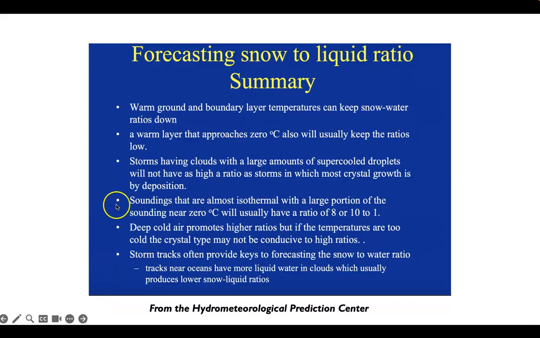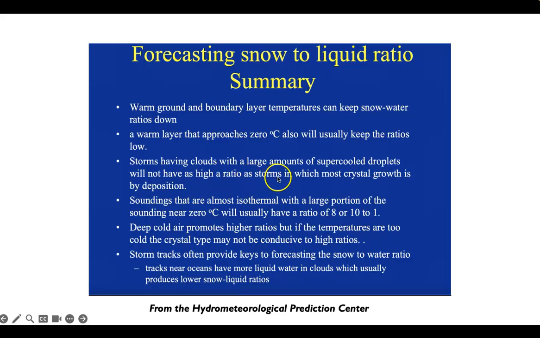Alright, so forecasting snow to liquid ratio. Warm ground and boundary layer temperatures can keep snow water ratios down. We don't have to worry about that because we have a cold ground right now. A warm layer that approaches zero also keeps ratios down because you're close to freezing. So obviously that will have an impact. You'll get wet snow.